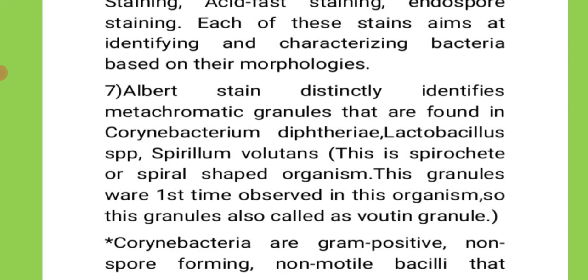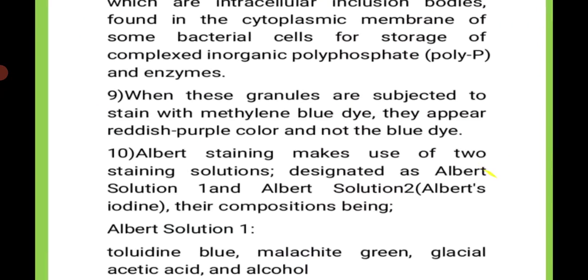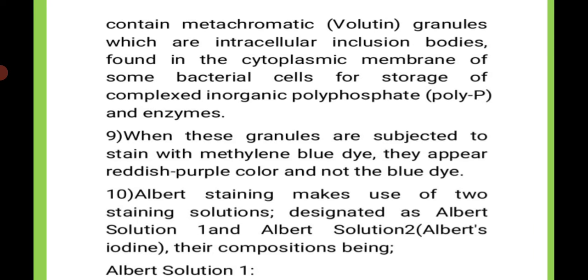Now about the Corynebacterium genus. The Corynebacterium are gram-positive, non-spore forming, non-motile bacilli that contain metachromatic Volutin granules, which are intracellular inclusion bodies found in the cytoplasm of Corynebacterium diphtheriae cells. Some bacterial cells store the polyphosphate in a complex with some enzymes.